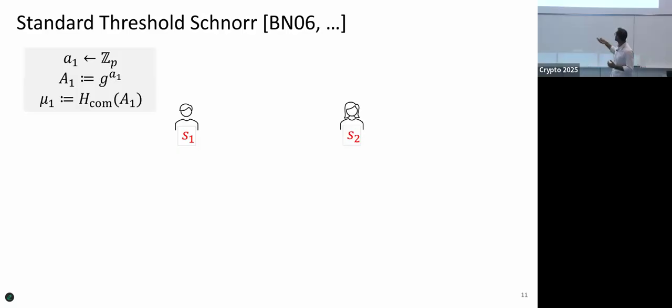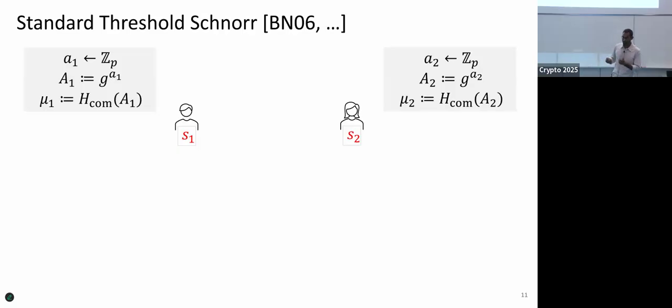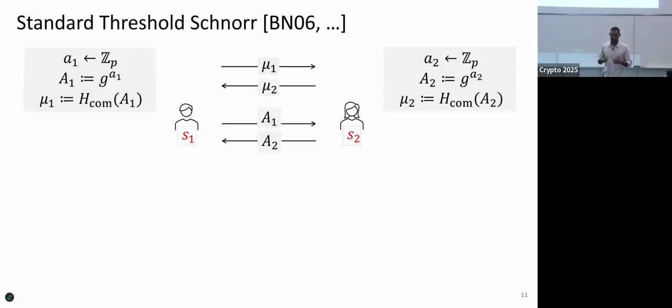Party 1 samples a nonce small a1, computes the discrete log commitment to it, and then also computes the hash commitment to it, which I denote here using mu. Party 2 will also locally sample another randomness small a2, and will also compute the hash commitment mu2, and then they exchange. So this is the hash commitment phase. And after they're done with that, they reveal the discrete log commitment. So this is the commitment reveal phase where parties will reveal their respective commitments.